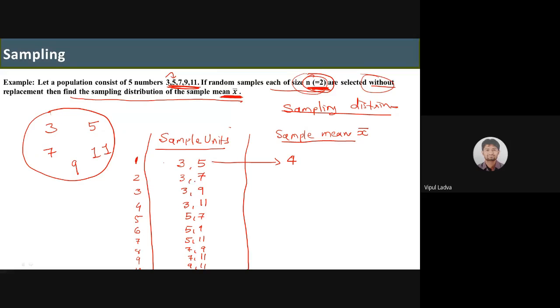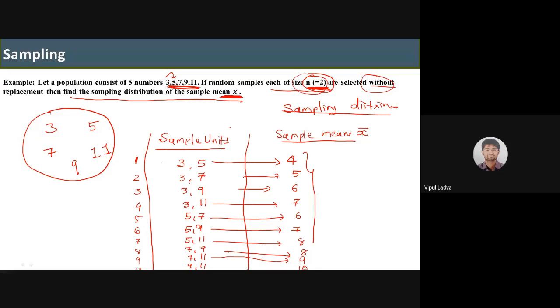Yes or no? Yes. 3, 7: the mean will be 5. 3, 9: 6. 3, 11: 7. 5, 7: 6. 5, 9: 14 divided by 2, so the mean will be 7. 5, 11: 8. 7, 9: 8. 7, 11: 18, so it will be 9. And for the last one, it will be 10. So this is the information related to the sample mean.